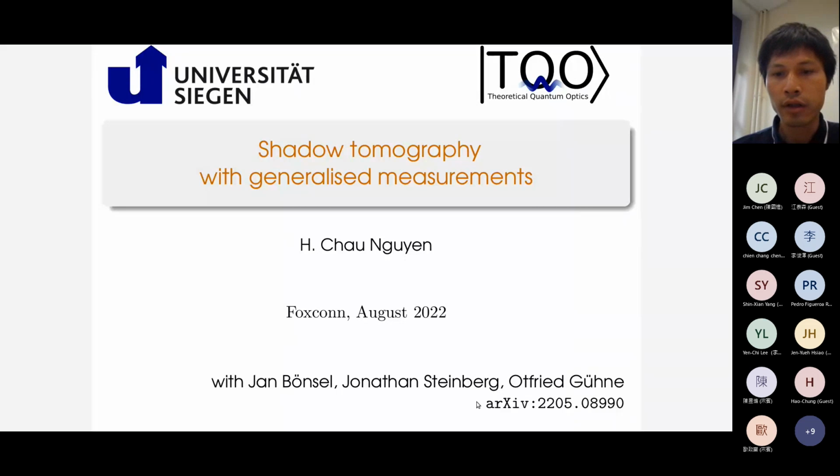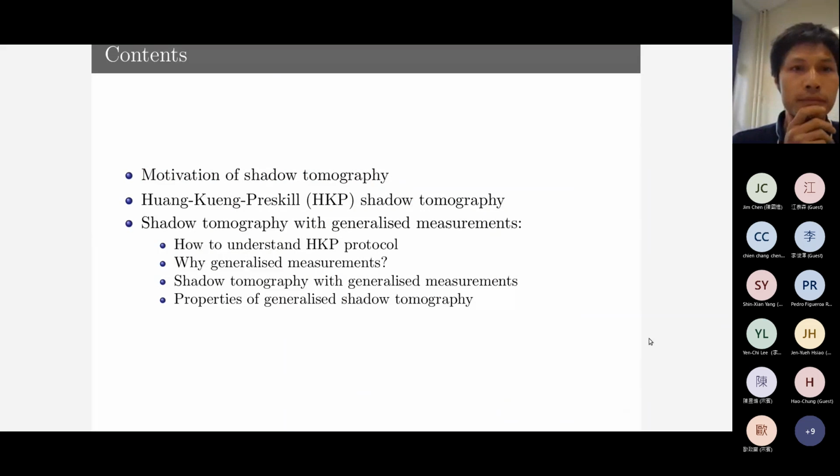And this is already written in this arXiv preprint some time ago. So the content of the talk would roughly contain the following. First, I would give some motivation for doing shadow tomography. What is it and why is it interesting? And I explain the protocol, which is by now quite famous. It's quite recent, I think 2019 or so. By now, it's already quite famous.